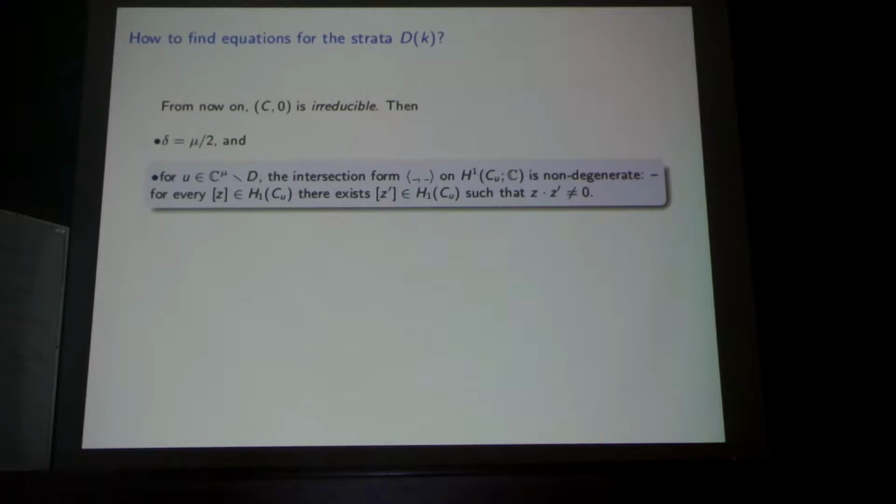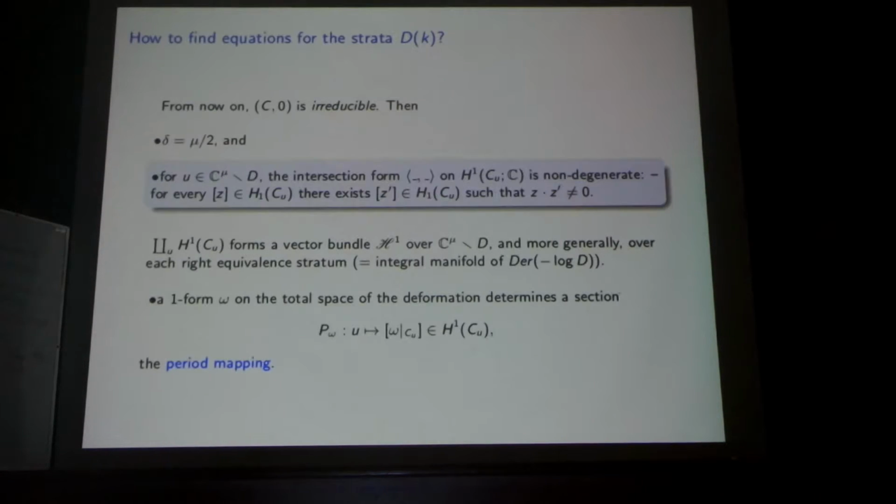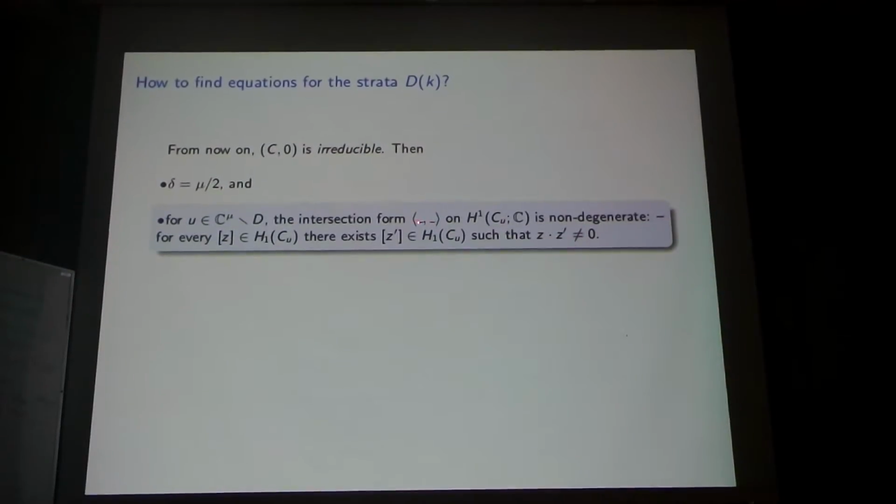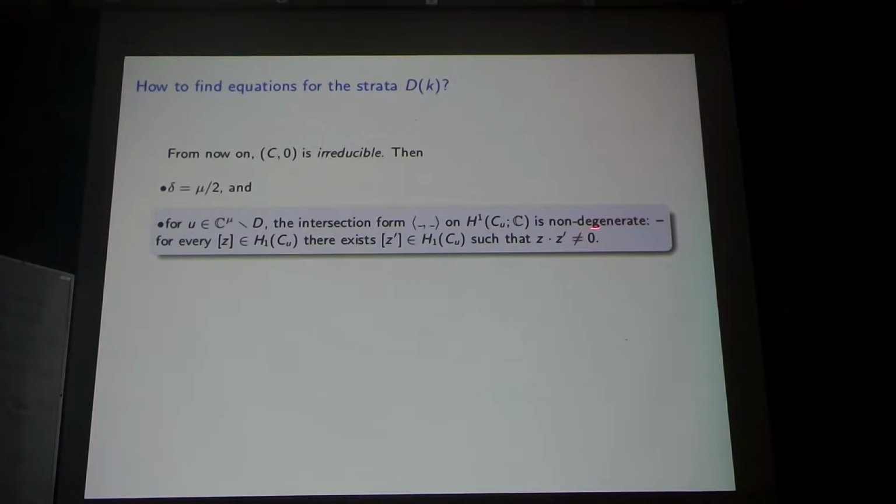So, in the case of an irreducible plane curve singularity, the intersection form on the homology and on the cohomology gives you a non-degenerate pair. The product on the right is the same as the bracket? Oh, you're right. Sorry, this is a typographical error. This here should say pair. That's what I mean.